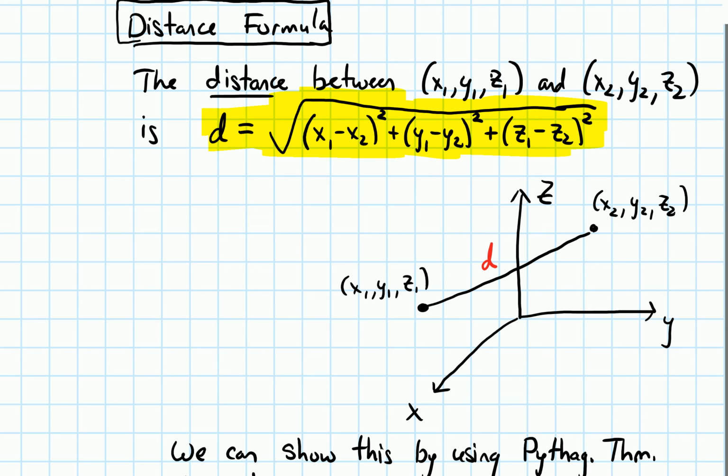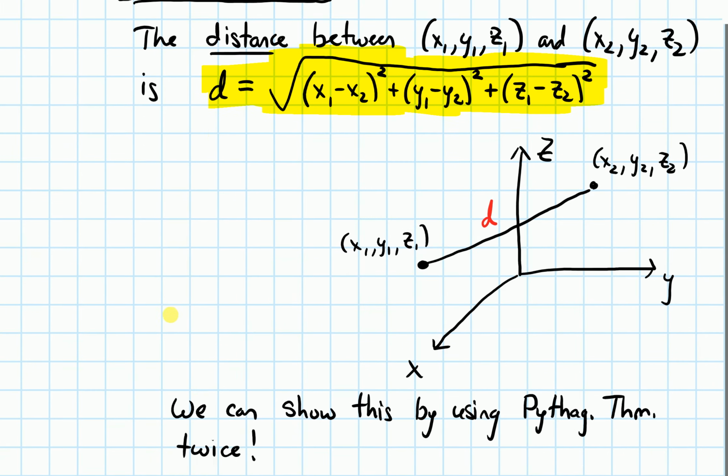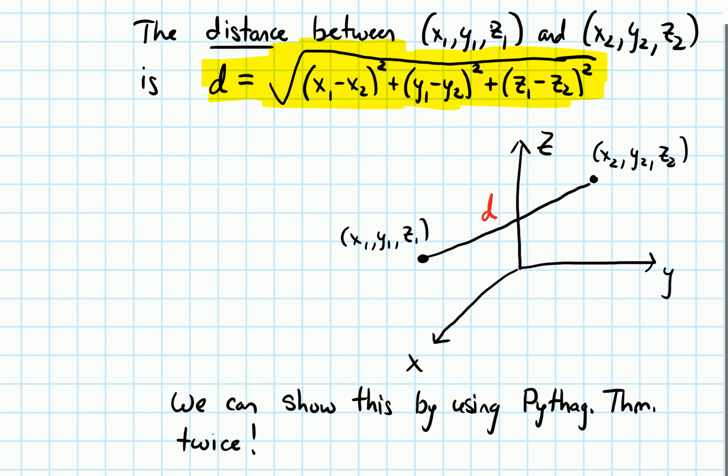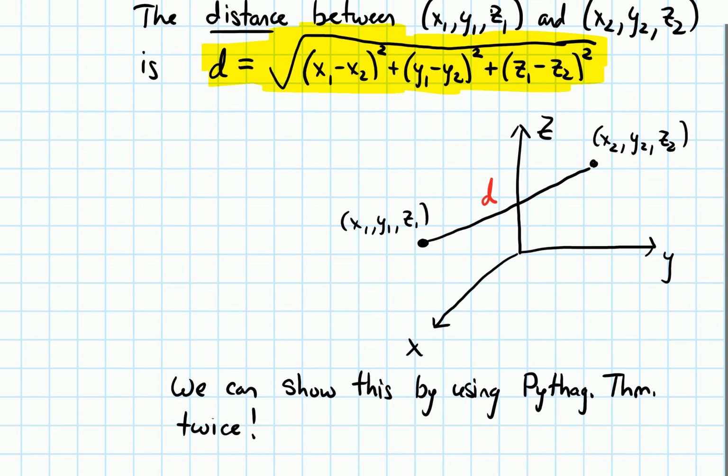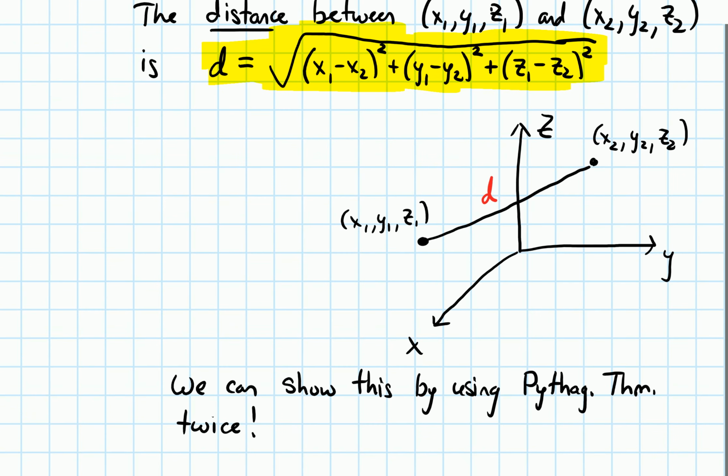If we want to show where this formula comes from, it's really similar to how we show where the two-dimensional distance formula comes from. We use the Pythagorean theorem, actually. And with the three-dimensional version, we can show it by using the Pythagorean theorem twice. In the homework, there will be a problem where you're going to show a version of this. So that's something to look for.